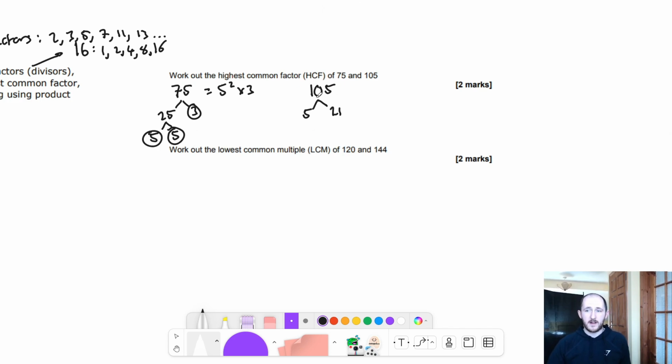The way I divide by 5, by the way, is I divide by 10 and then double it. 5 is a prime number, so I'm going to circle it. 21 can be written as 7 and 3. So I'm going to circle it.